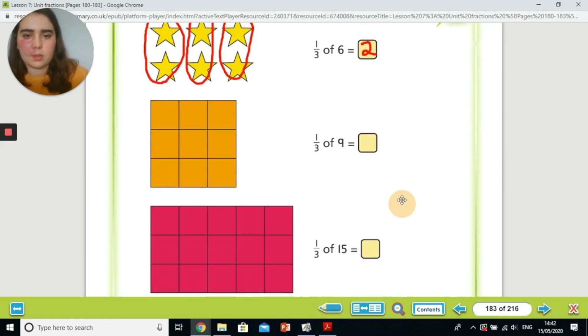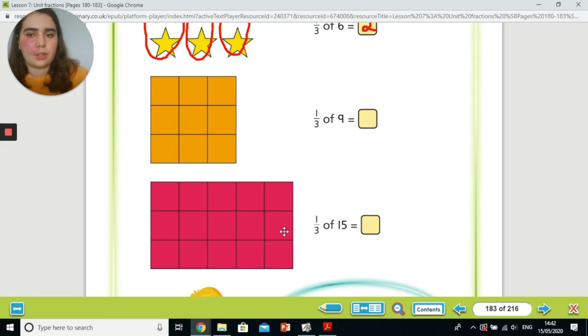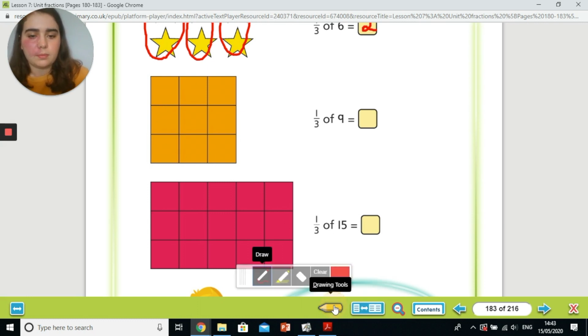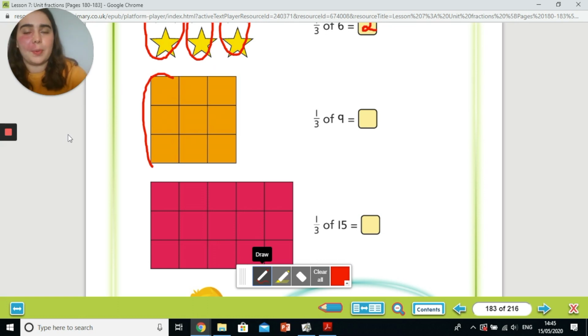Let's move on to the next one. 1/3 of 9. So here instead we've got a block of 9 squares. And we do the same thing. We've got to split them into 3 equal groups. So we have 9 squares and we've got to split them into 3 equal groups.